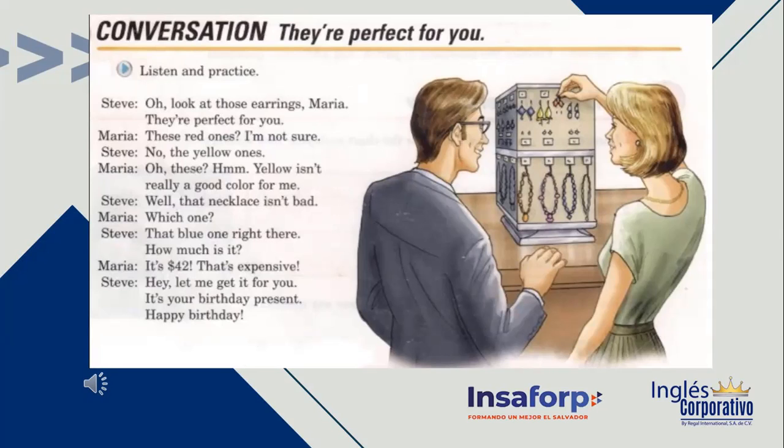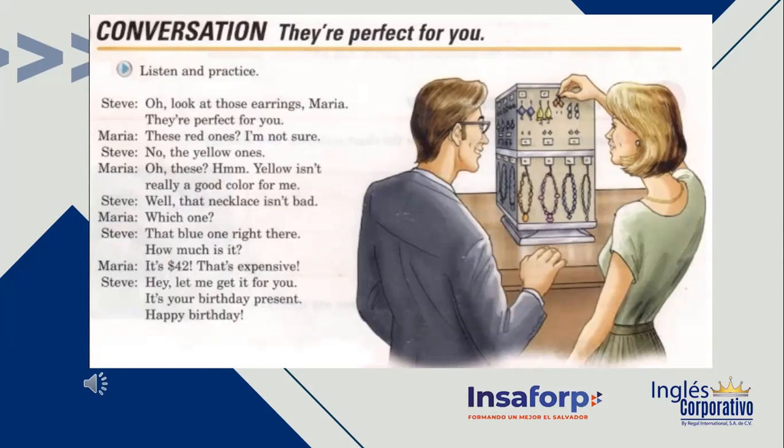Oh, look at those earrings, Maria. They're perfect for you. These red ones, I'm not sure. No, the yellow ones. Oh, this yellow isn't really a good color for me. Well, that necklace isn't bad. Which one? The blue one right there. How much is it? It's $42. That's expensive. Hey, let me get it for you. It's your birthday present. Happy birthday.